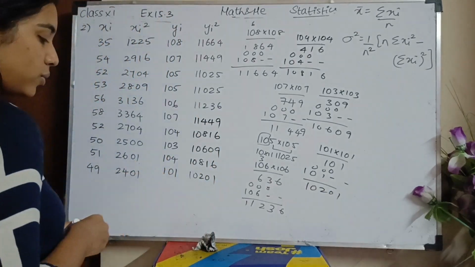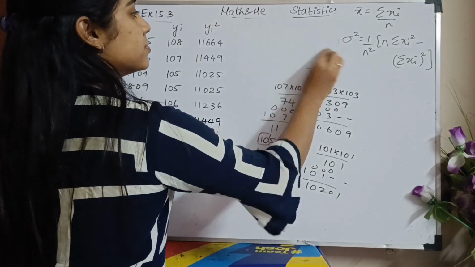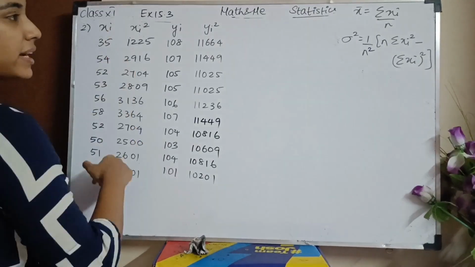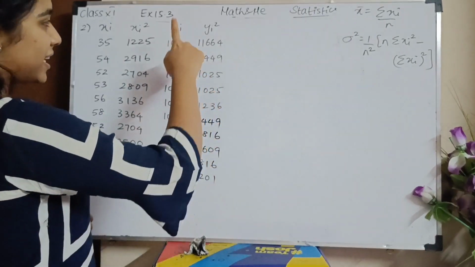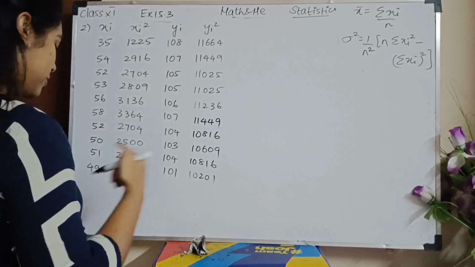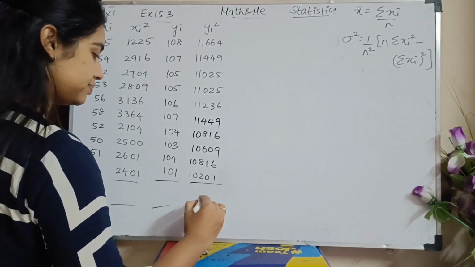Okay, so now let's add all this. So I need sigma xi, I need sigma xi square, I need sigma xi the whole square. Similarly, I need them for yi also. So I need the sum of all this. Sum for each of these, sum and sum.